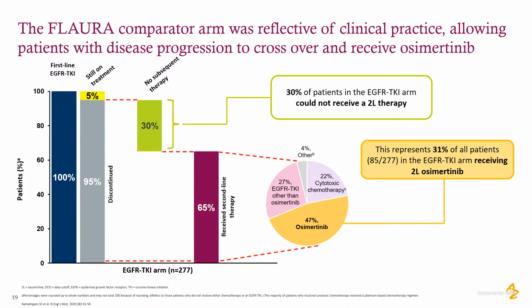So the comparator arm was reflective of clinical practice, allowing patients with disease progression to cross over and receive osimertinib. Here, first-line EGFR TKIs were given. Some patients, 5% of them, remained on treatment. Then 65% received second-line therapy in the form of some other EGFR TKI and 47% osimertinib. So crossover represents 31% of all patients in the EGFR TKI arm receiving second-line osimertinib. Next slide.